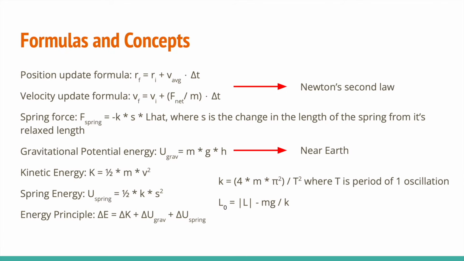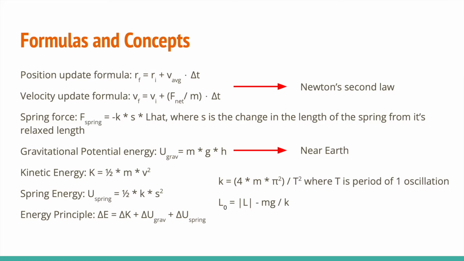The position update formula and velocity update formula were used in the computational model and are both derived from Newton's second law. The spring force is equal to negative k times s times L hat, where s is the change in length of the spring from its relaxed length. The gravitational potential energy is equal to mgh when the object is near Earth. The kinetic energy is equal to 1/2 times mass times velocity squared. The spring energy is equal to 1/2 times the spring constant times s squared.